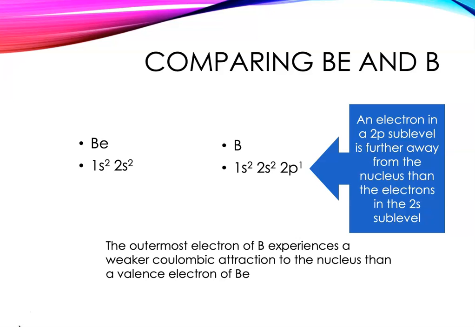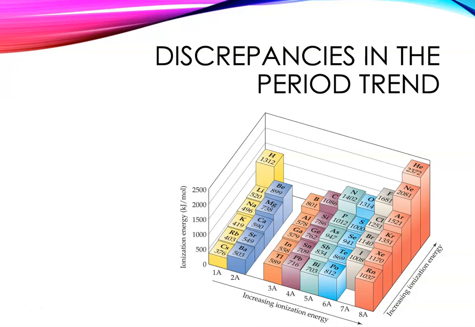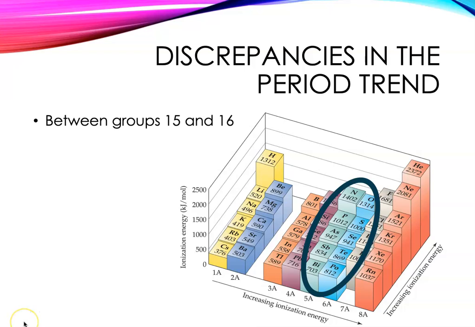So these kinds of discrepancies can often be explained by looking at the electron configurations of the two elements. If you look closely at the period trend again, we see that there's another discrepancy between groups 15 and 16. Now, it's a fairly small discrepancy, but it is there for several periods. The ionization energy of nitrogen is larger than the ionization energy of oxygen. The ionization energy of phosphorus is larger than the ionization energy of sulfur.